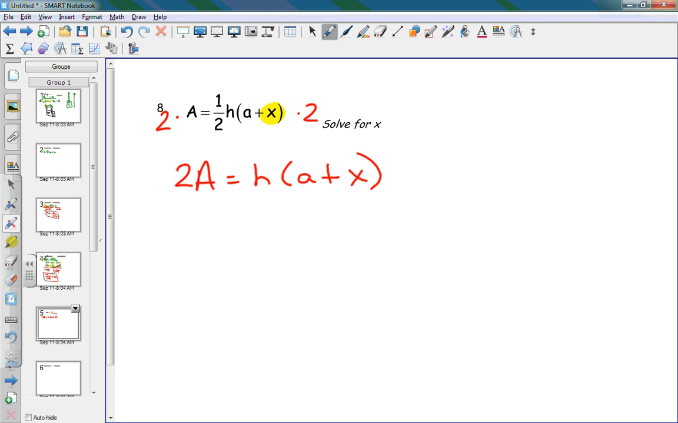Okay? Now what am I solving for? How many of you instinctively want to distribute that h? You are sitting there saying, this is the order, let's get rid of parentheses first. You can't. So if you want to distribute that, have at it. Totally fine with that.